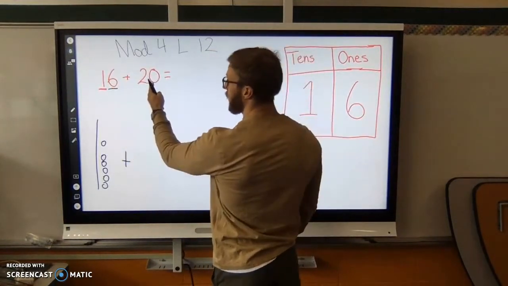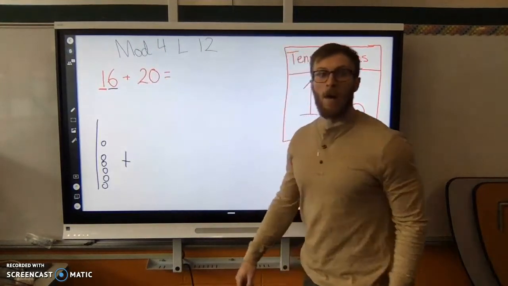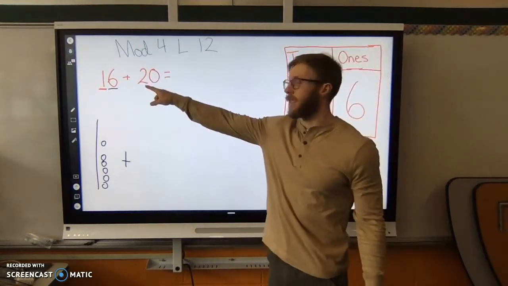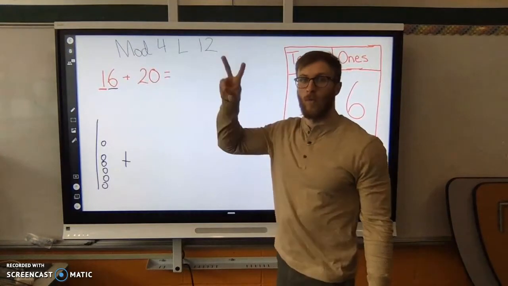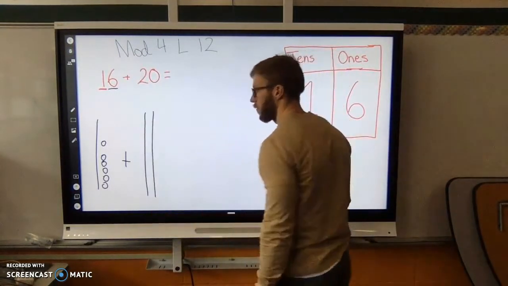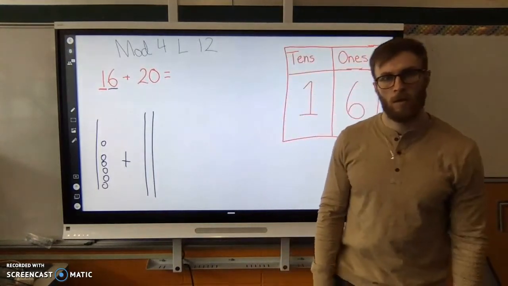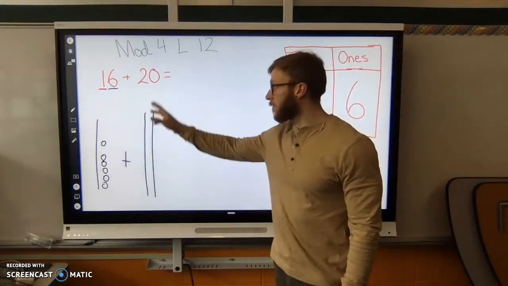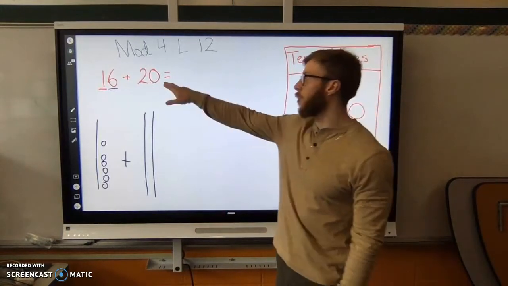I'm going to get rid of this though so it's not confusing. Now my next thing in my number sentence is our number 20. How many tens do we have in the number 20? We have 2. Let's draw 2. 1, 2. Simple as that. 2 tens, 2 ten sticks.